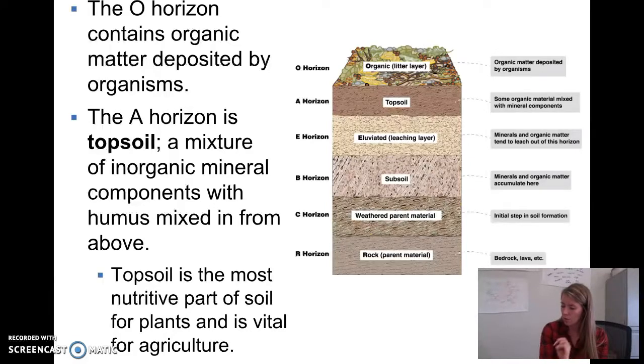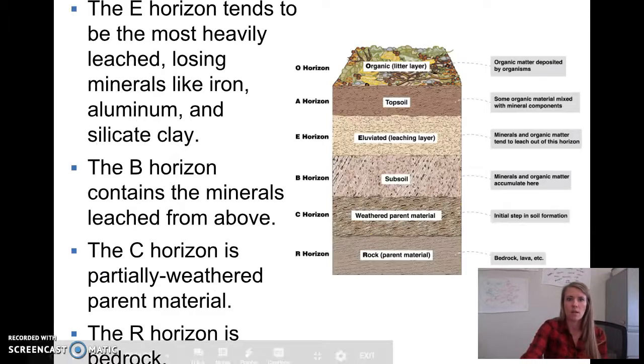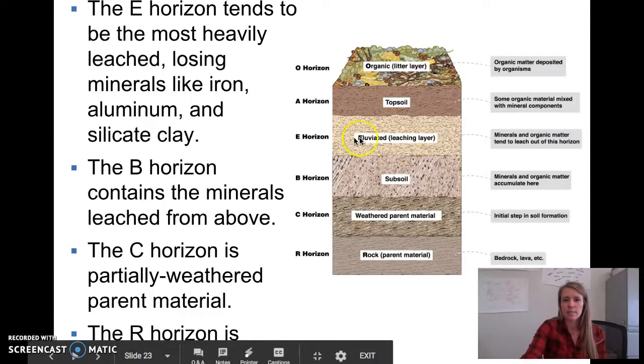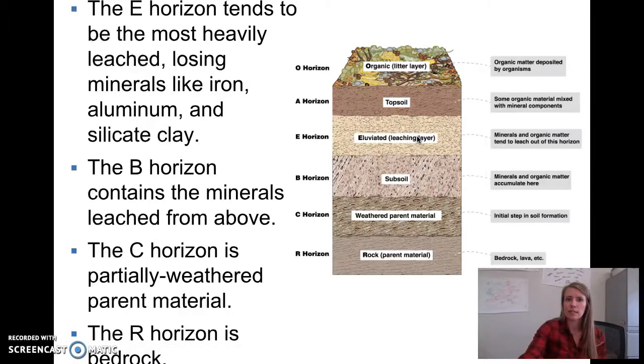Now, O and A hold most of the organisms that give life to soil, and they're vital for agriculture. So we need to sustain the organic matter in O and A in order to have successful agriculture. Then we have the E horizon. This is one that we are not going to talk much about, but basically it's heavily leached, it loses minerals, and that's all you need to know.